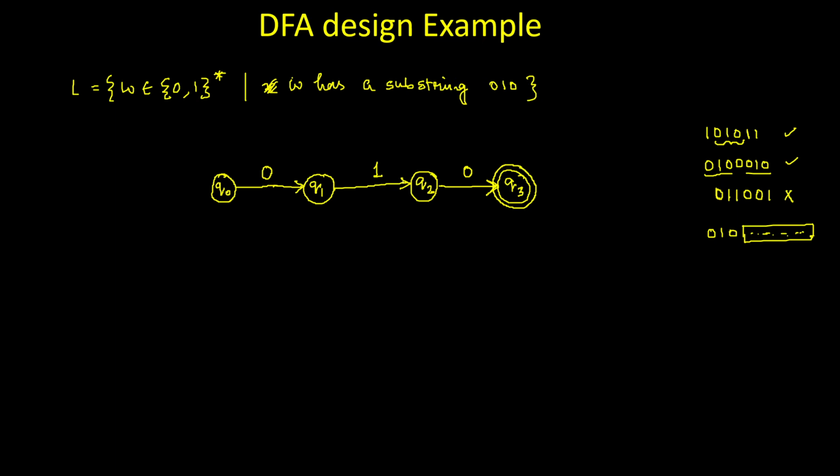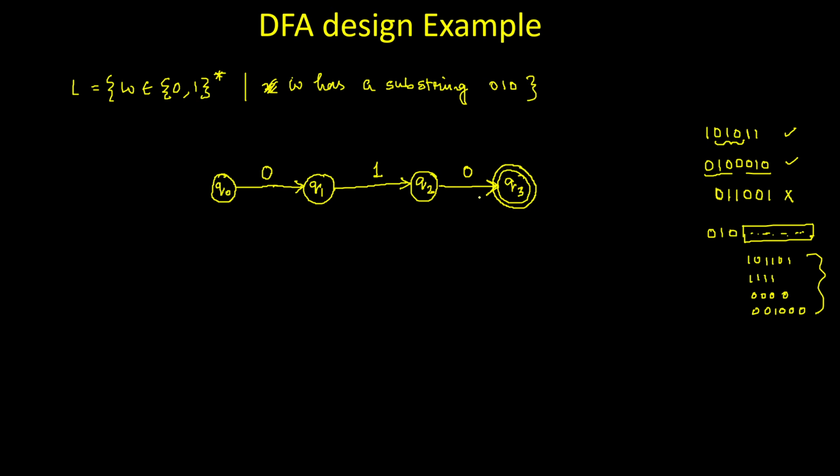So 0, 1, 0 is not the whole string. It's a part of the string, and after this I can have maybe 1, 0, 1, 1, 0, 1, or maybe 1, 1, 1, 1, or maybe 0, 0, 0, 0, or maybe 0, 0, 1, 0, 0, 0, something like this. Any combination is possible. But whatever the combination, it should be accepted. So as soon as I get that 0, 1, 0 is present, I will remain stuck within the final state.